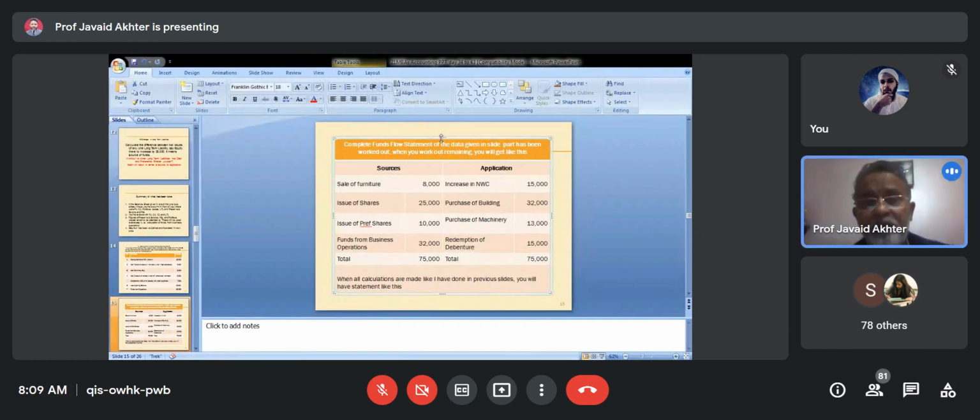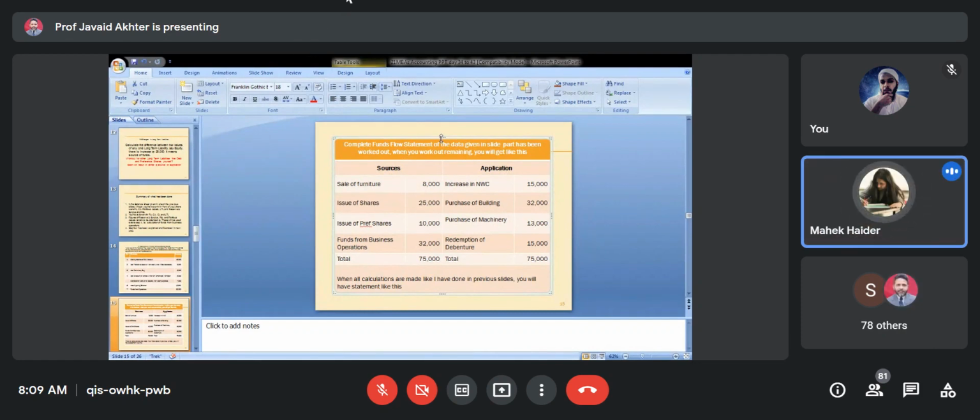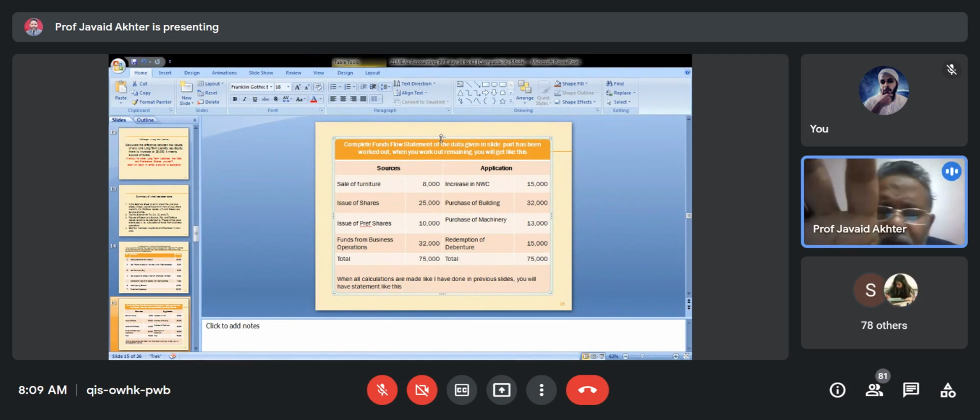Sir, I wanted to know whether there is any particular format that we have to follow. Like, for example, in trading account, we always write opening stock first. Not at all. Anything can be written anywhere in any order. Increase in working capital can be first, can be last. Purchase of building can be first or can be last. So long as you write, see, what is the purpose of this statement? The purpose of this statement is to simplify the accounts.